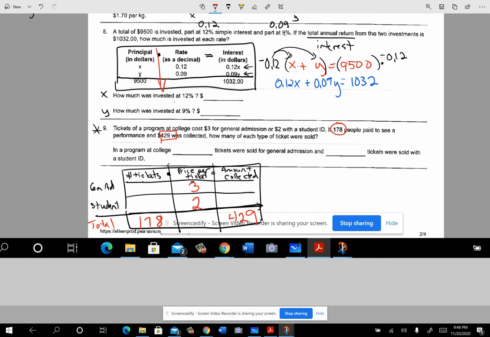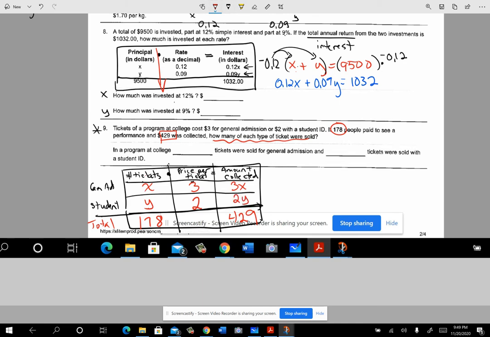Okay. And then the question tells you what to let your X and Y be. How many of each type of ticket were sold? So we don't know this. We'll let it be X. We don't know this right now. So we'll let it be Y. And then we'll be able to figure out how many of each were sold. So we're going to take the number of tickets times the price per ticket. That would be 3X. The number of tickets times the price per ticket here would be 2Y.